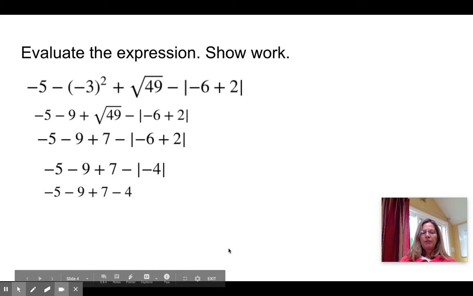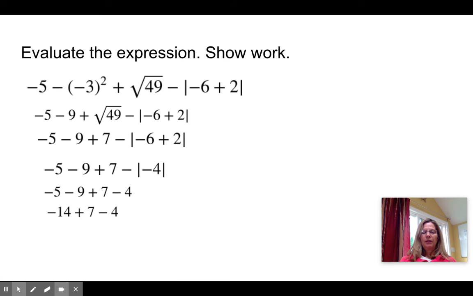And now we're just going to work from left to right. Negative 5 minus 9 is negative 14. When we add 7 to that, that's negative 7. Minus 4 is negative 11. How'd you do? Okay, one last one to try.